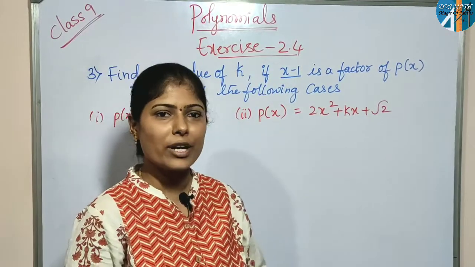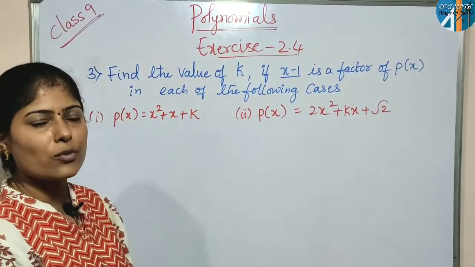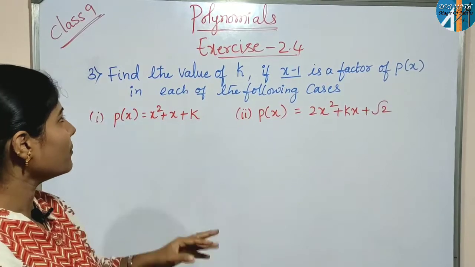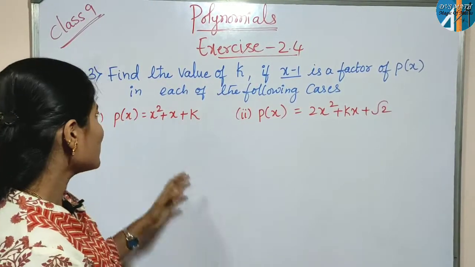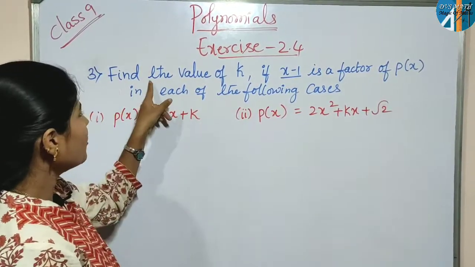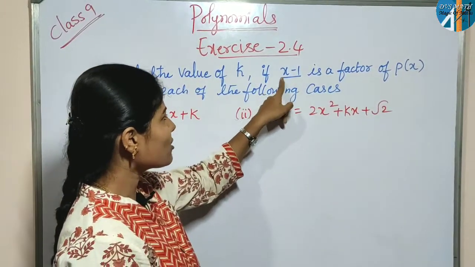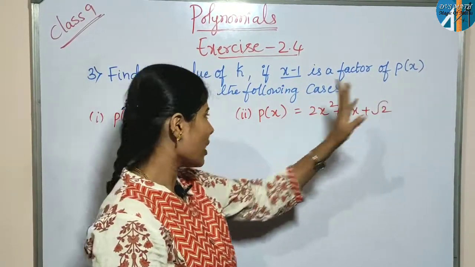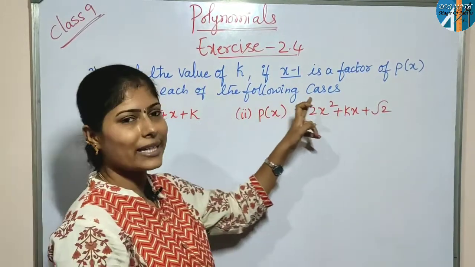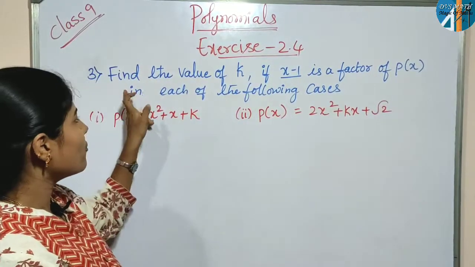In our previous session we ended up with question number 2. So we are moving on to question number 3 in exercise 2.4. So let's see the question now. Find the value of k if x minus 1 is a factor of p of x in each of the following cases. So they're saying that find the value of k.